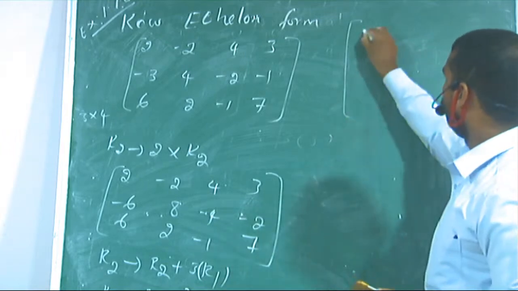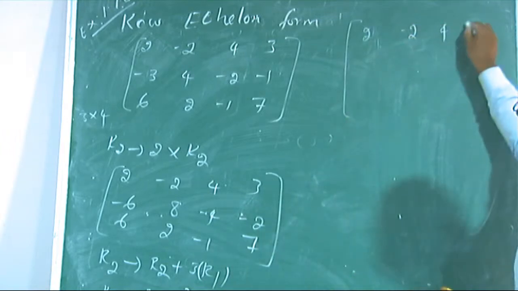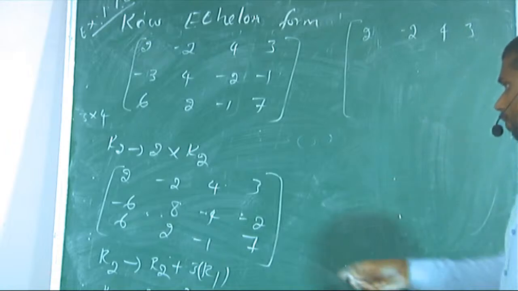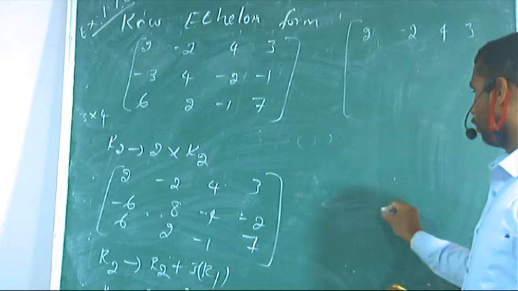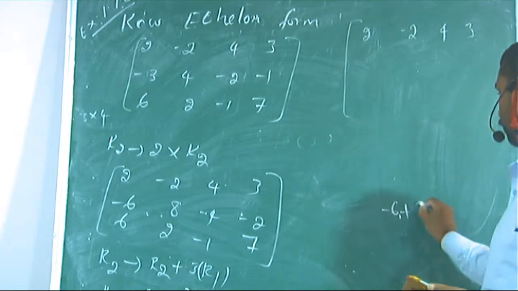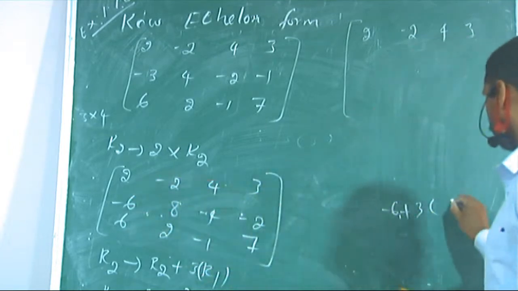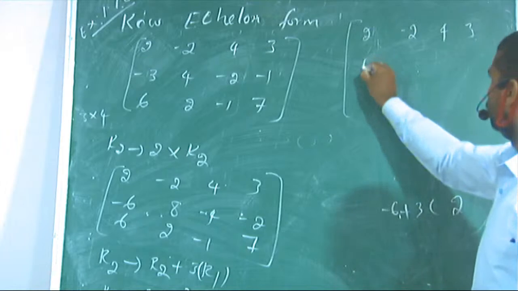R1 as it is. What is R1? 2, minus 2, 4 and 3. Next term, listen my dear friends. R2 means minus 6 plus 3 into R1, which is 2. Therefore, minus 6 plus 6 will be 0.